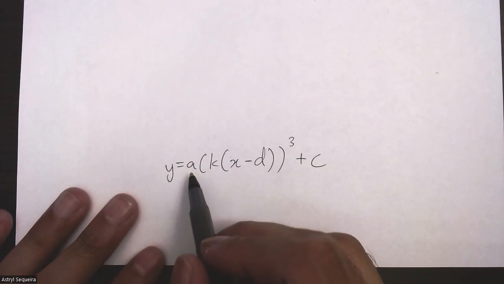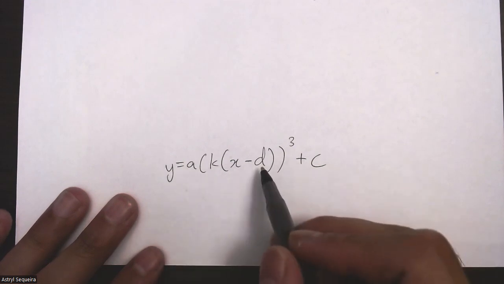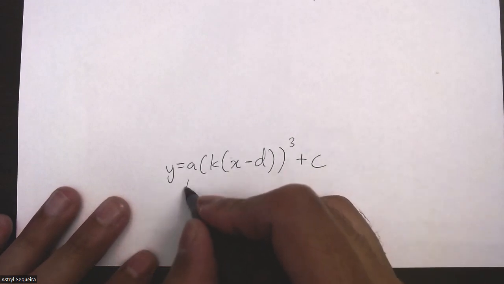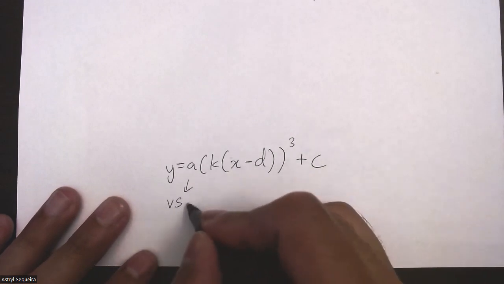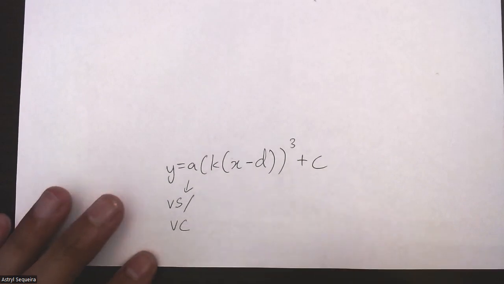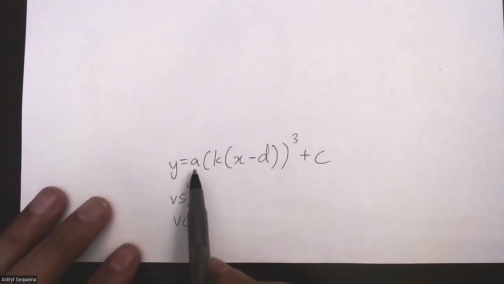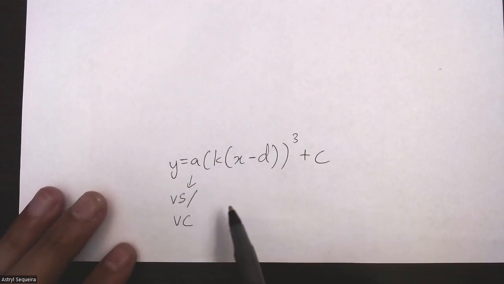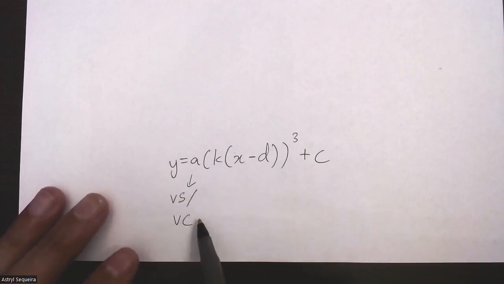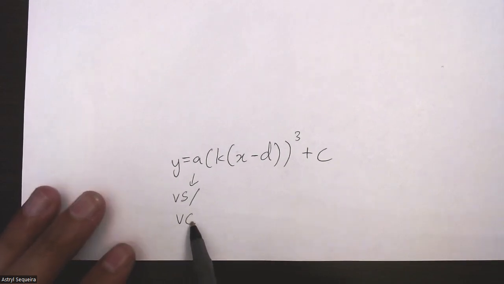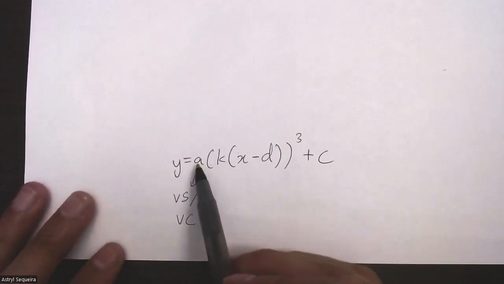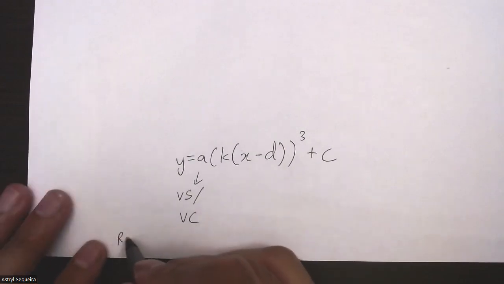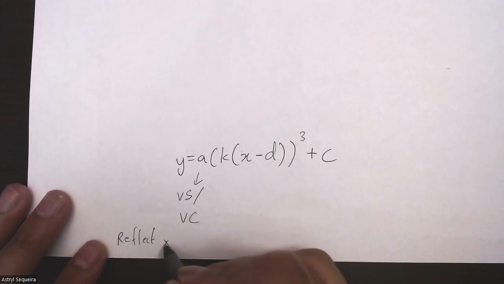You have 4 transformations, A, K, D, and C. So A is just a vertical stretch or a vertical compression. If A is larger or bigger than 1, it's a vertical stretch. If A is between 0 and 1, it's a vertical compression. Now, if A is a negative value, it's also going to be a reflection in the x-axis.